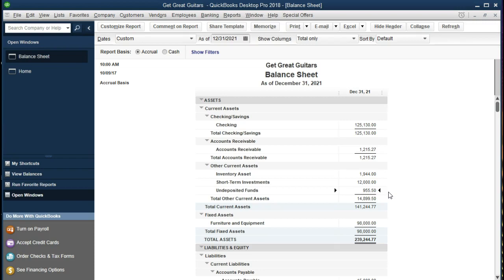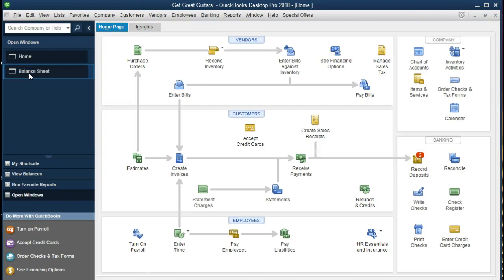This 955.50 is what we now need to move to the checking account when we deposit it. We're probably going to deposit it at one time because we're going to go to the bank at the end of the day and make all deposits at the end of the day, grouping the deposits at that point in time in the same format. They will be grouped on the bank statement, thereby making our bank reconciliation an easier process. So we're going to go back to the home tab and do that next step.